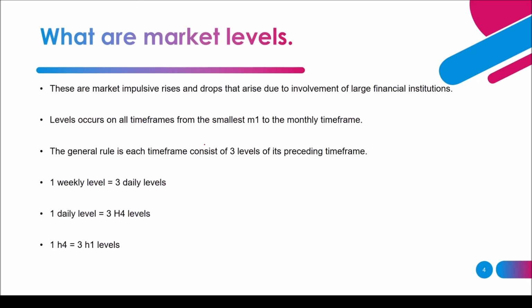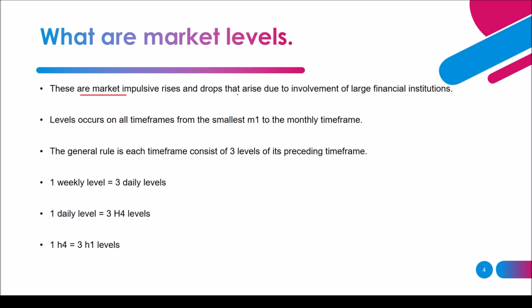What are these and how do they arise on the charts? These are basically market impulsive rises and drops that arise due to the involvement of large financial institutions. If you have been following our channel enough, you'd know that the market is comprised of institutional traders as well as retail traders. Anyone who does not trade a corporate account falls into the category of retail traders.